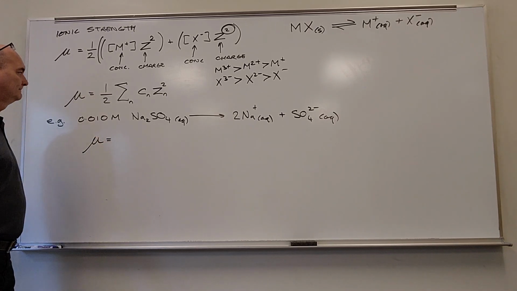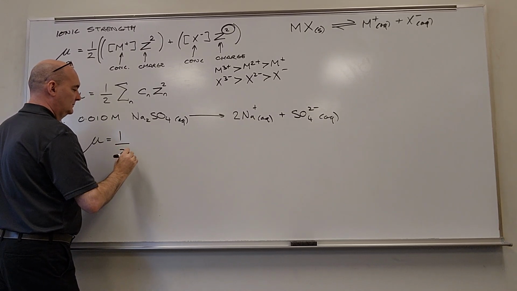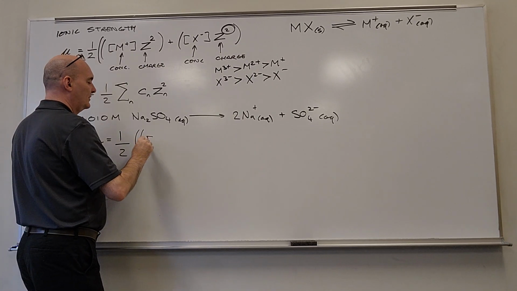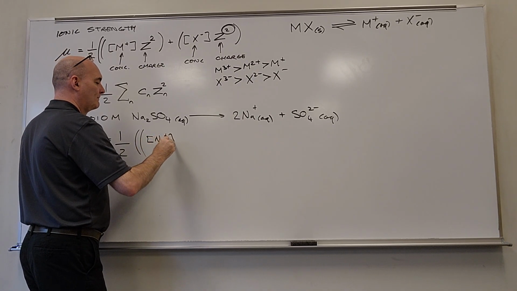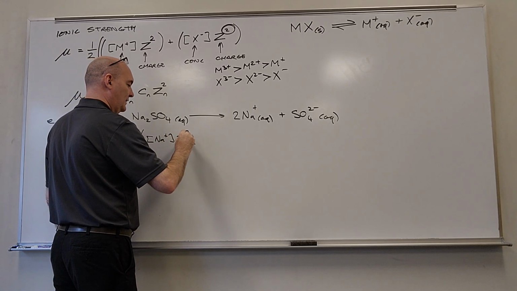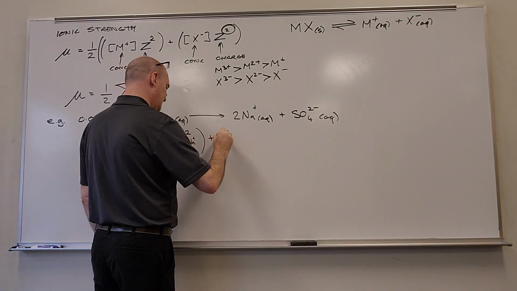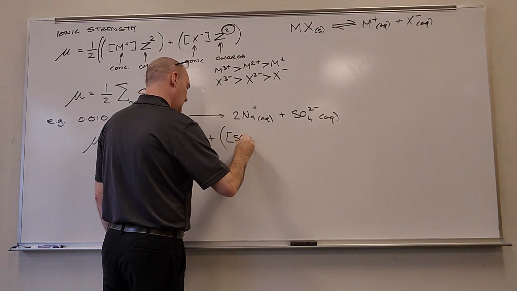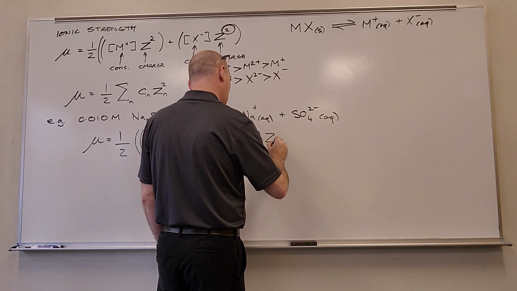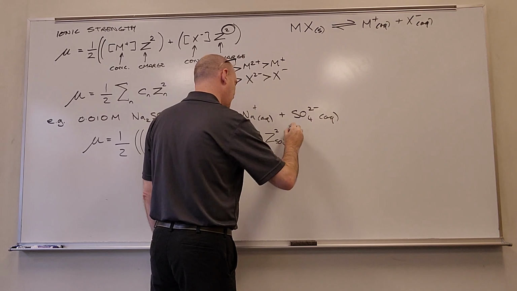Mu here is half the concentration of the sodium multiplied by the charge of the sodium squared, plus the concentration of the sulfate multiplied by the charge on the sulfate squared.